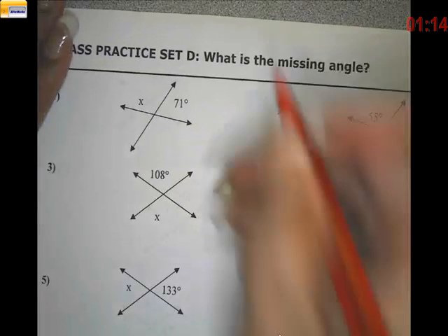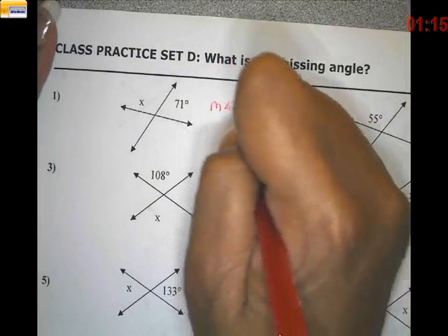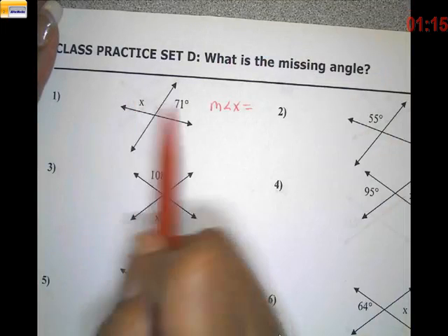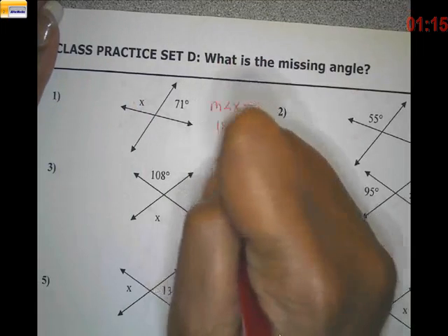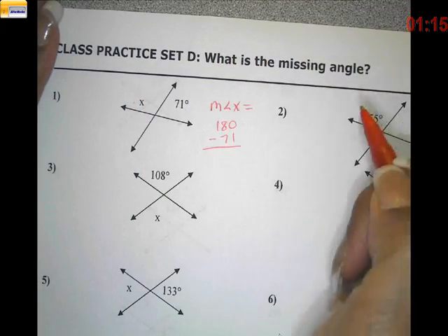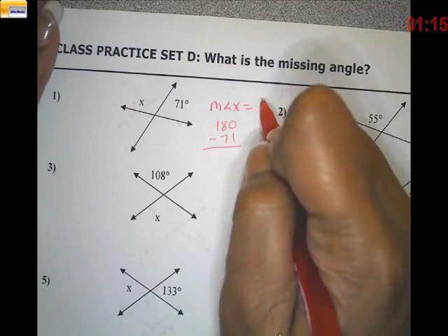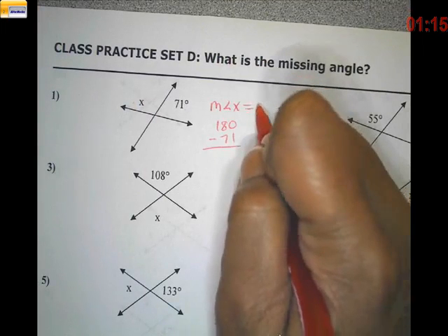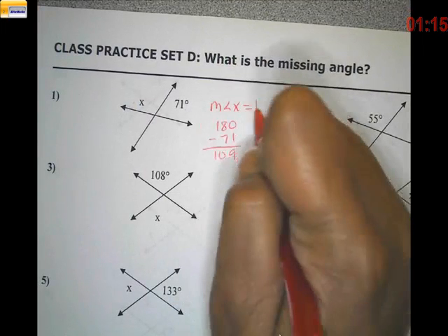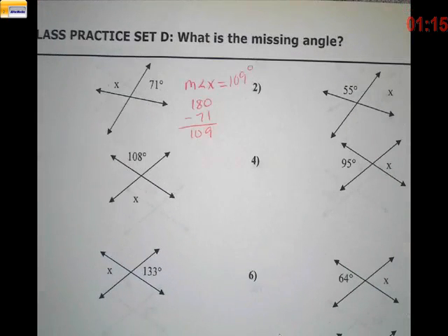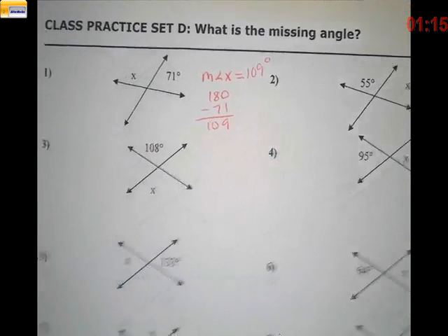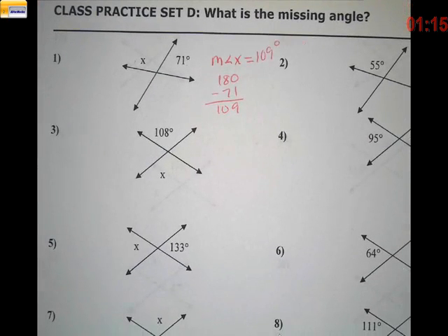On number 1, what would angle X be? What's the relationship here? It's linear, so I have to take 180 and subtract 71. What would I get? No, not 18. Isn't it 109? And be sure to put a degree sign there, okay? Be sure to put a degree sign.